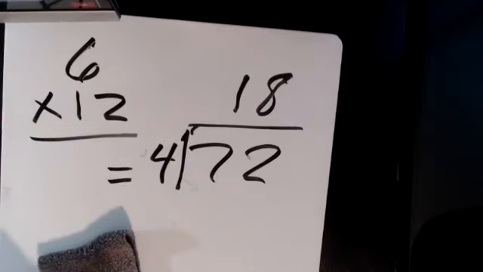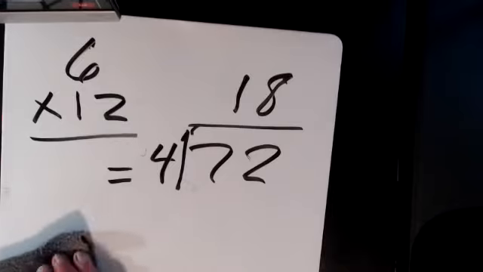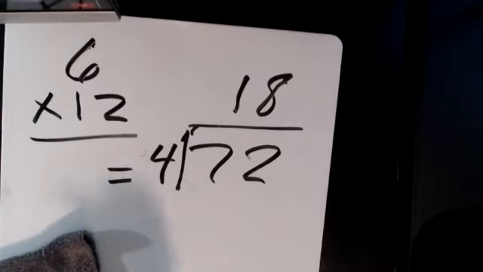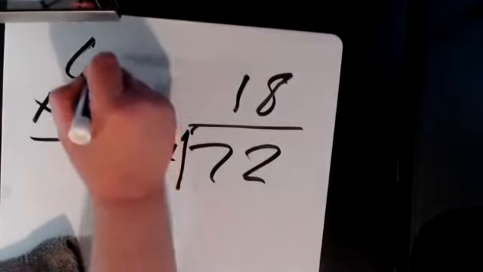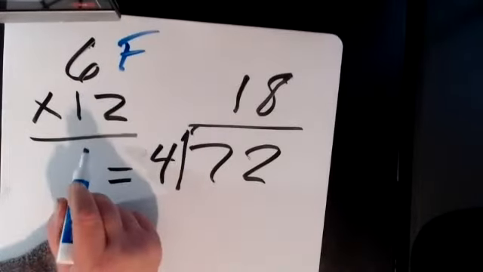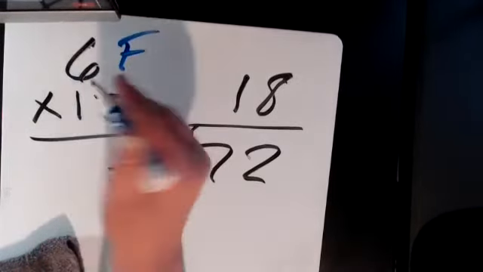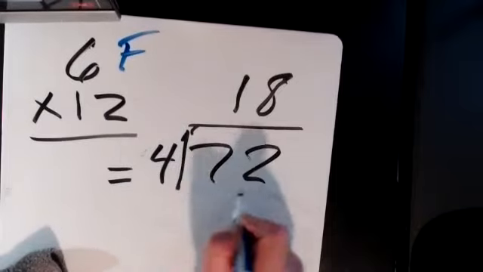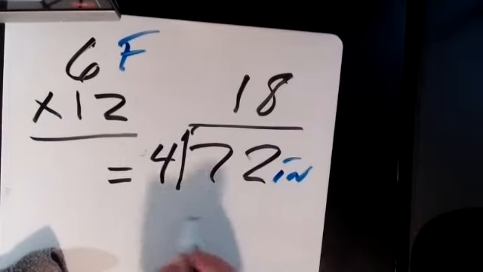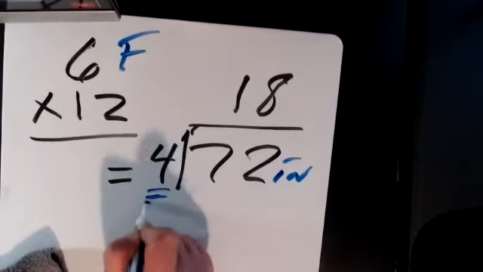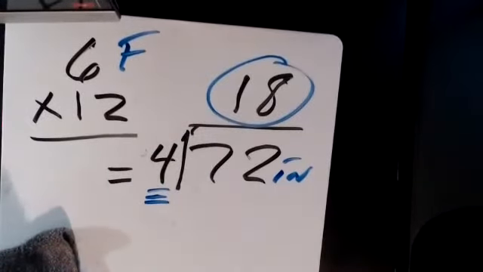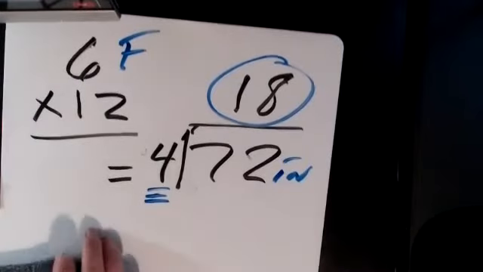So you say, how were the boards measured in the story? It says each board is 4 inches thick. So you say 6 feet times 12. Why 12? Because 12 inches in a foot gives you 72 inches. And then divide by a 4-inch board, you'll get 18 boards. 18 boards. Okay. Very good.